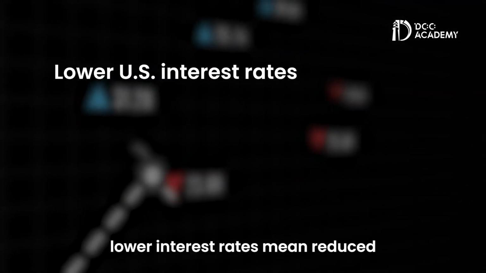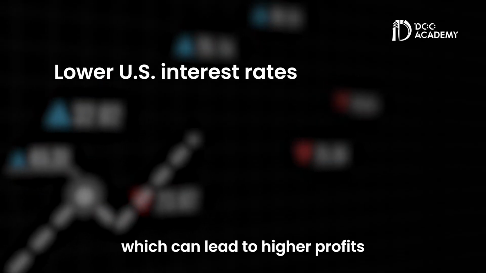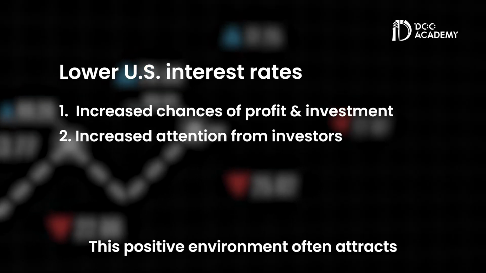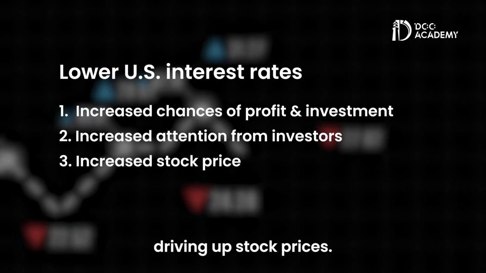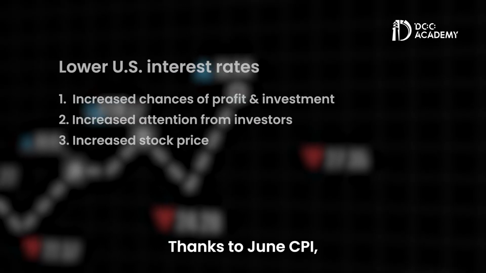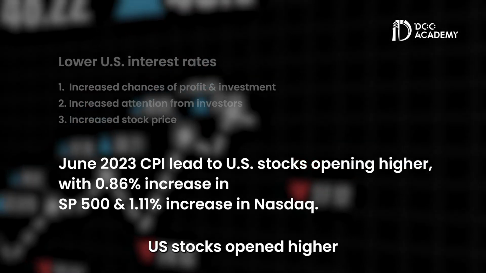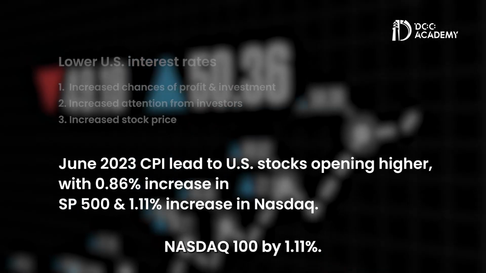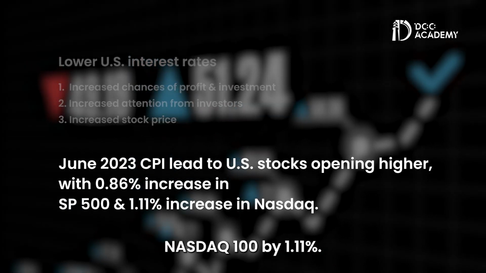Lower interest rates mean reduced borrowing costs for companies, which can lead to higher profits and increased investment. This positive environment often attracts investors to the stock market, driving up stock prices. Thanks to June's CPI, US stocks opened higher, with the S&P 500 up by 0.86%, Nasdaq 100 by 1.11%.